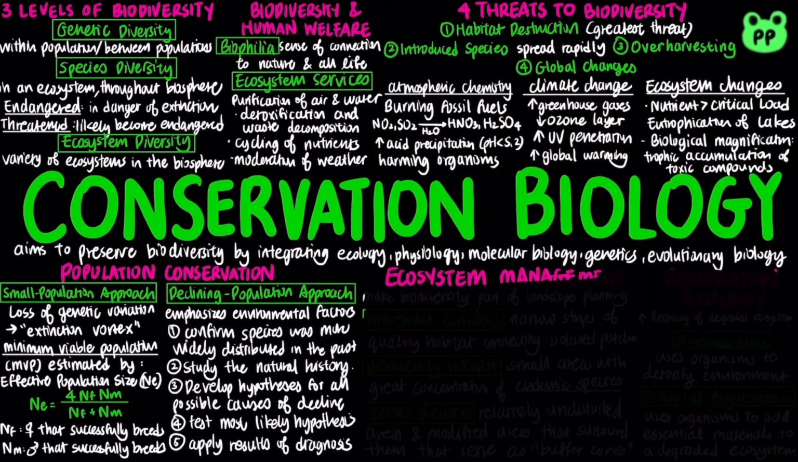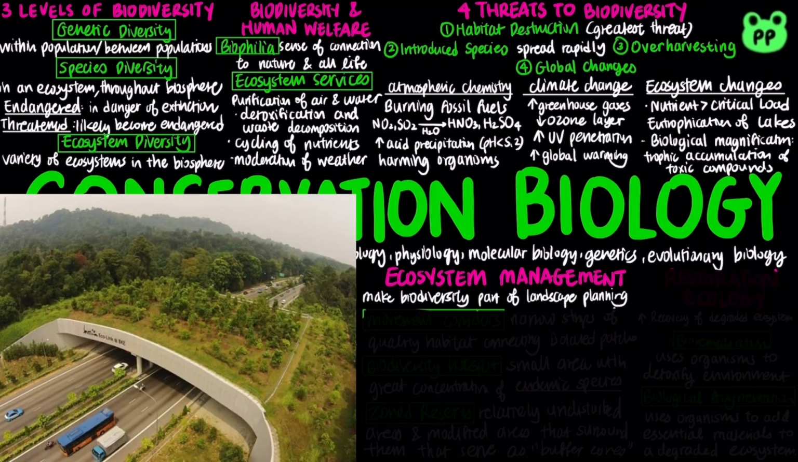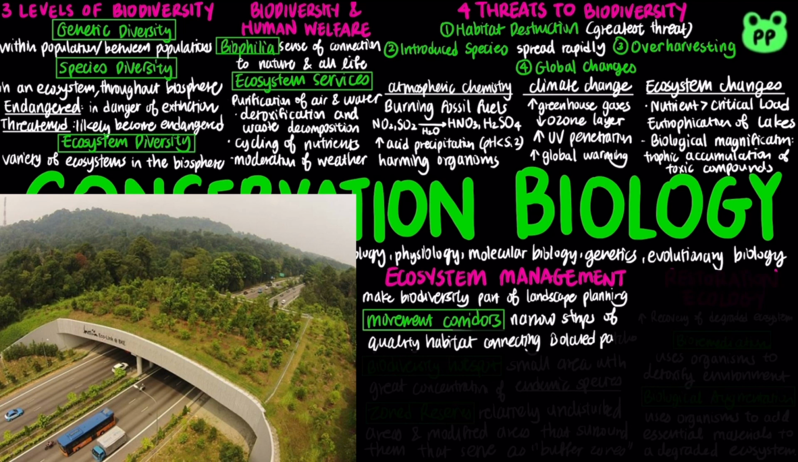Ecosystem management seeks to make biodiversity conservation part of land use planning. A movement corridor is a narrow strip of quality habitat connecting otherwise isolated patches. Movement corridors promote dispersal and help sustain populations. In areas of heavy human use, artificial corridors are sometimes constructed.